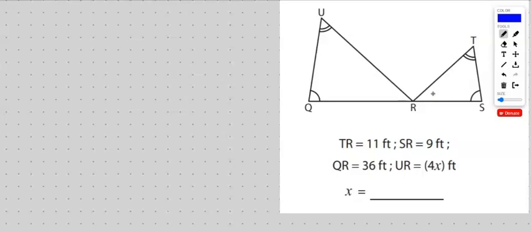Once again, label it up. T to R is 11. U to R is 4x. All right, we got those guys taken care of. Then I have Q to R being 36. Then S to R is 9. Okay, so I'll put my proportions here. It's going to be QR over RS equal to UR over TR.